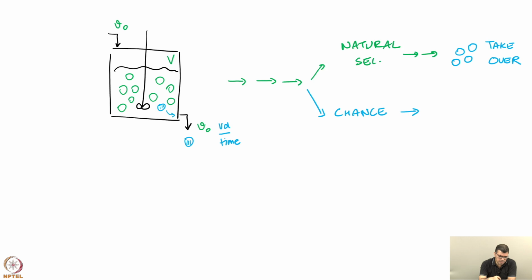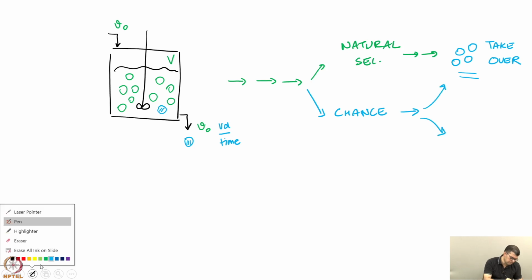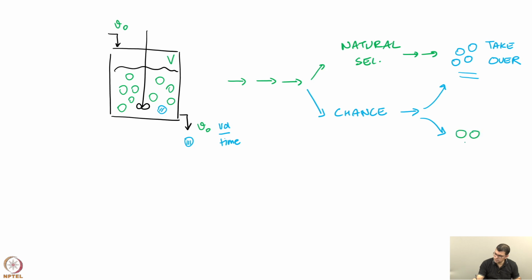If a blue individual gets washed away from the system, then our chemostat is left with only green individuals, and the chance that this chemostat with only green individuals will transition to all blue is 0 because the only blue individual in the system has been lost because of the exit stream. Now, whether this individual will be lost or not is a matter of chance, and that is what decides whether the system will go to this fate or it will go to this alternate fate where there are only green individuals present in the population.